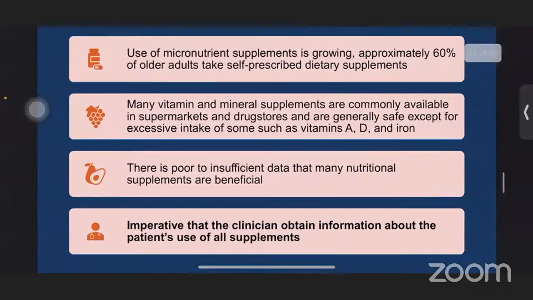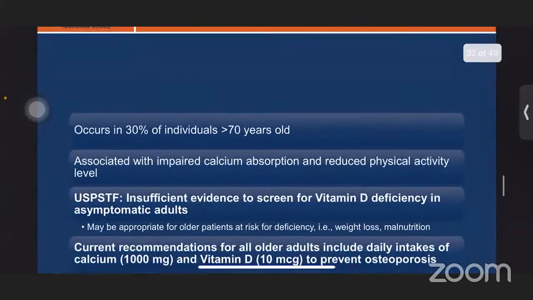Use of micronutrient supplements is growing. Approximately 60% of older adults take self-prescribed dietary supplements over the counter, and many vitamin and mineral supplements are commonly available in supermarkets and drugstores and are generally safe, except for excessive intake of vitamin A, D, and iron. And there's poor to insufficient data that many nutrition supplements are beneficial. It is imperative that the clinician obtain information about the patient's use of all these supplements.